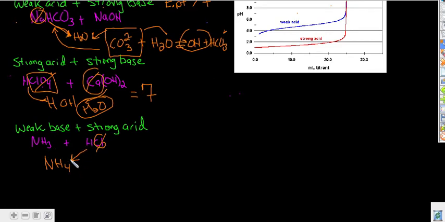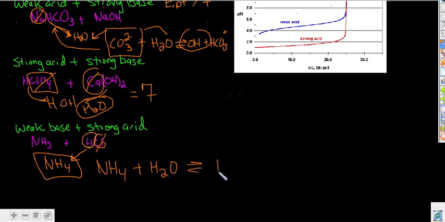But then at the equivalence point, when every single one of these hydrogens has attached to one of these, you're still left with these in solution. And NH4 has the potential of reacting with water and donating a hydrogen, turning back into that NH3. Okay, so this is actually plus here. So this is a possibility, and because it's not only a possibility, this is what happens.